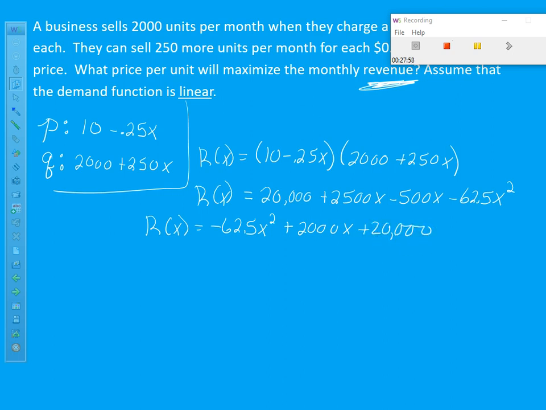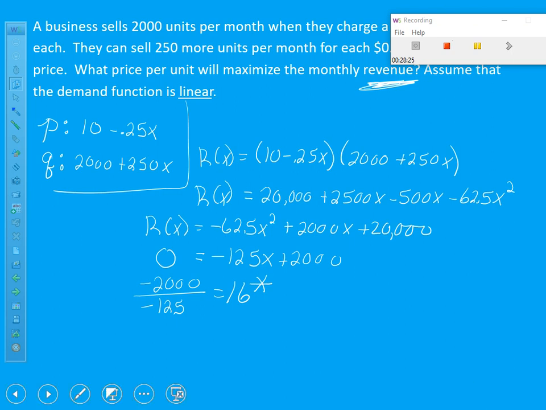Now, finally, some calculus time. Let's find this derivative and set it equal to 0. So I've got negative 125x plus 2,000. Let's subtract away 2,000, divide by negative 125, and get 16. Now, know what that 16 means. It does not mean the price is $16. It does not mean the quantity is 16. It means I'm going to lower the price 16 times.